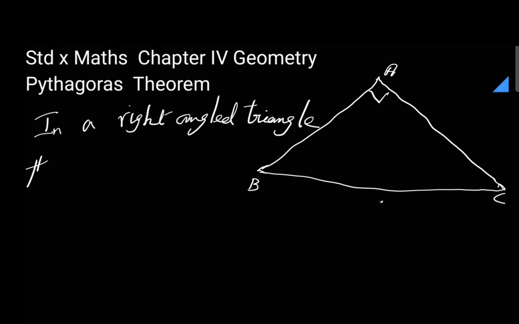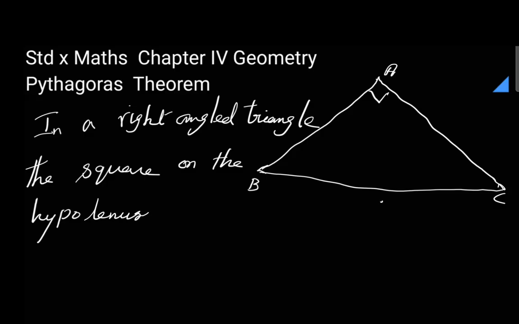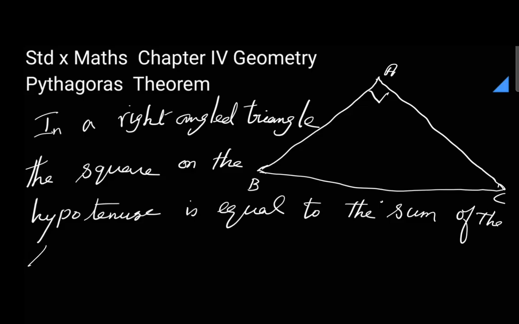So, the square on the hypotenuse is equal to the sum of the squares on the other two sides.